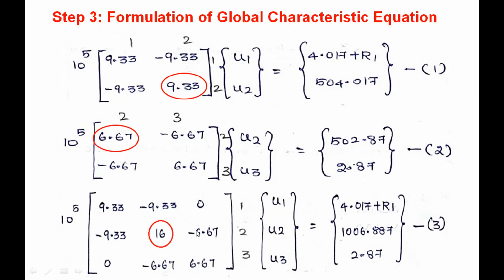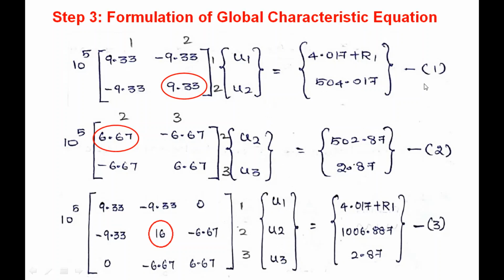We have to add these two values, 9.33 plus 6.67. When you add, we get 16. Then the 2 3 combination is there in the second equation, so we write minus 6.67. Then coming to the third row, first element 3 1 is 0, then the third row second element, we write minus 6.667, and for element 3 3 we write 6.67. When you assemble these stiffness matrices correctly, then you will get the correct solution.